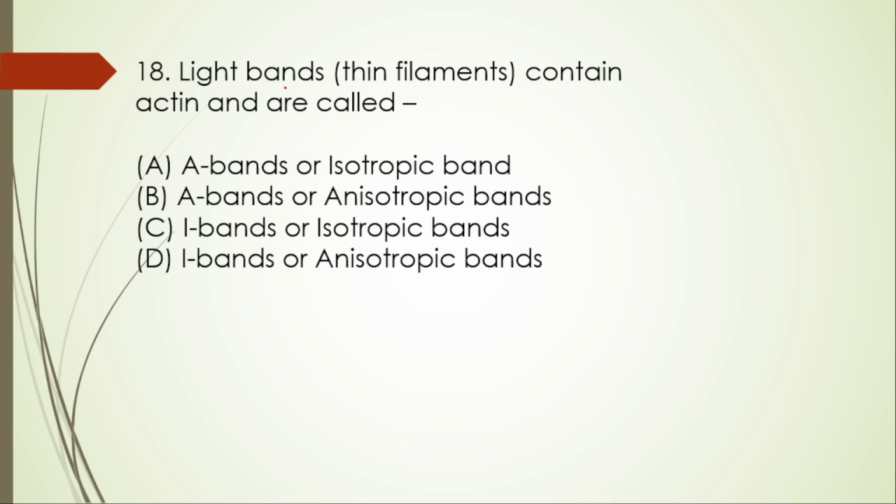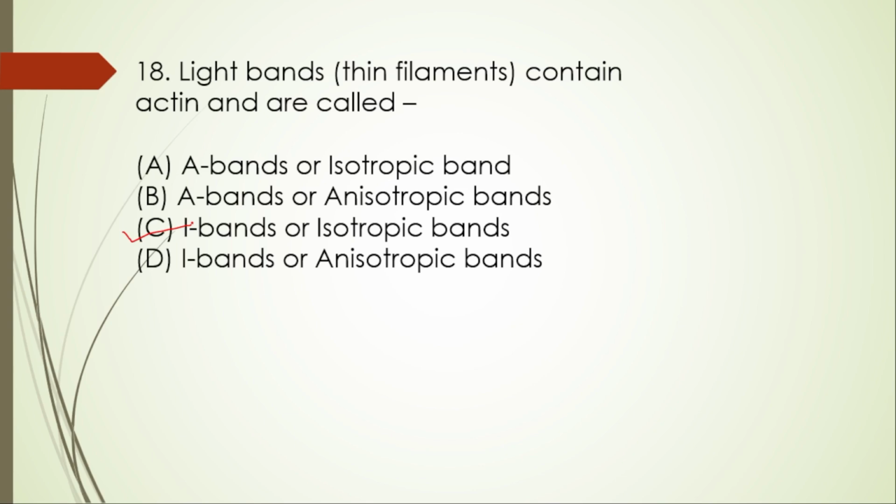Light band, that is thin filament containing actin, are called what? A. A bands or isotropic bands, B. A bands or anisotropic bands, C. I bands or isotropic bands, and then D. I bands or anisotropic bands. So here the right option is option C, I bands or isotropic bands.